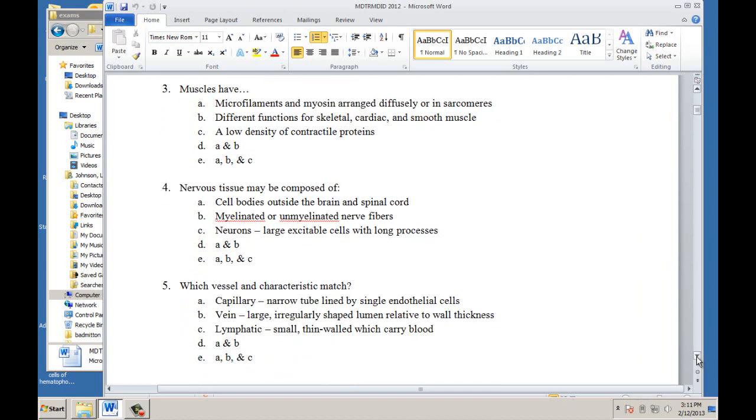Which vessel characteristics match? Capillary, narrow tube, lined by single endothelial cells? Yes. Vein, large irregular-shaped lumen to wall thickness? True. Lymphatic, small, thin-walled, carries blood? No, it carries lymph. So the answer is D.